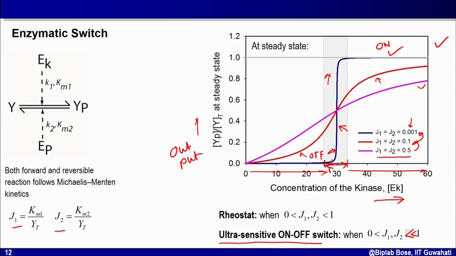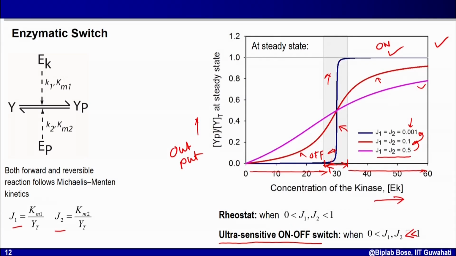So this is like an on-off switch, the way you use in your house, on and off, two options, binary. But if you have J1 and J2 close to 1 but smaller than 1, then I get this sigmoidal thing which is shallow. That means you are increasing output slowly as input is also slowly increasing. There is no sharp jump in input-output relation. So this is like a rheostat. So depending upon the value of J1 and J2, I can have this reversible reaction working as a rheostat or as an on-off switch.